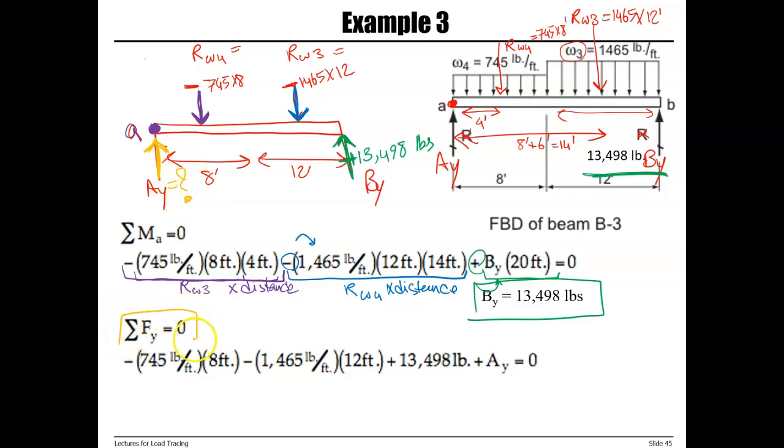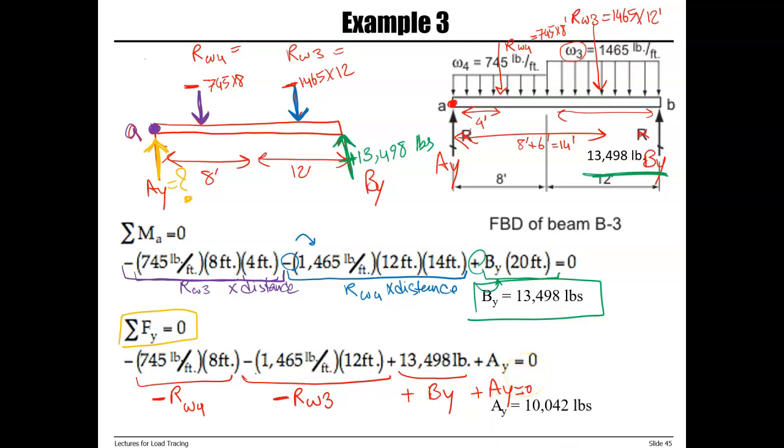So we're going to write the formula for sum of forces in the Y direction are equal to 0. We have resultant of W4, negative for downward, minus resultant of W3, plus BY plus AY is equal to 0. And now you can find AY, reaction at point A.